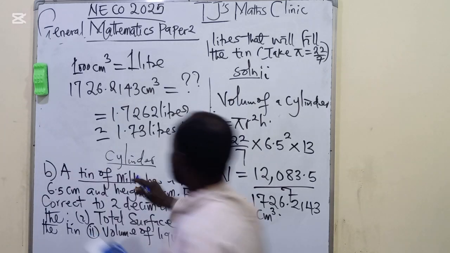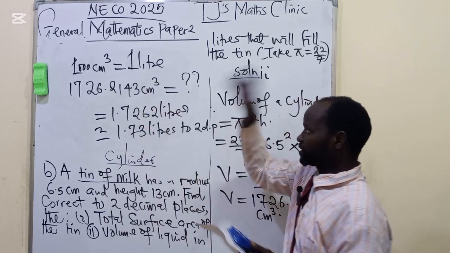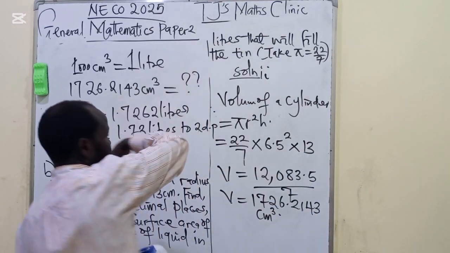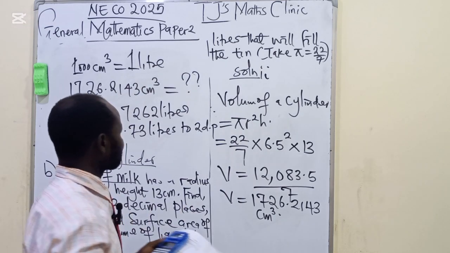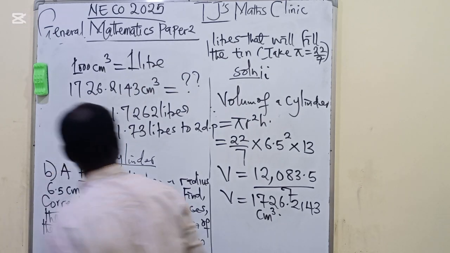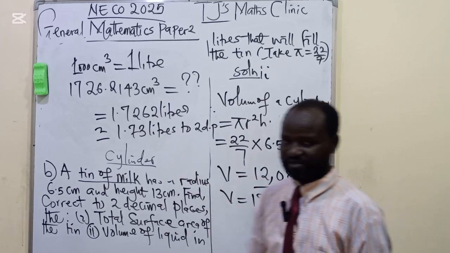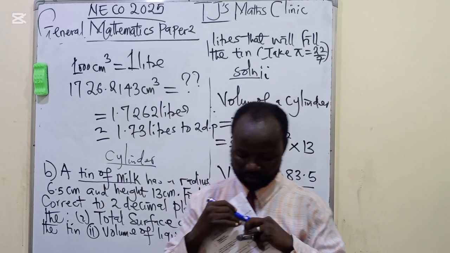We have converted to liters. When you are converting from centimeter cubed to liters, we divide by 1000. From liters to centimeter cubed, we multiply by 1000. Very important. So the solution is 1.73 liters to 2 dp. So this is the solution to this question.